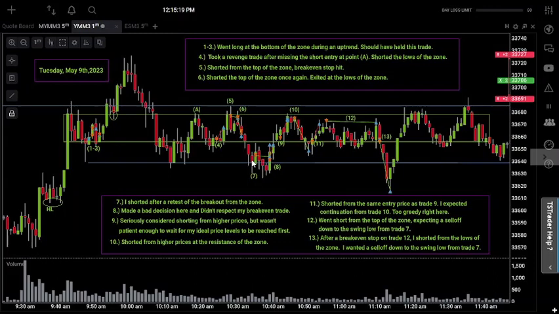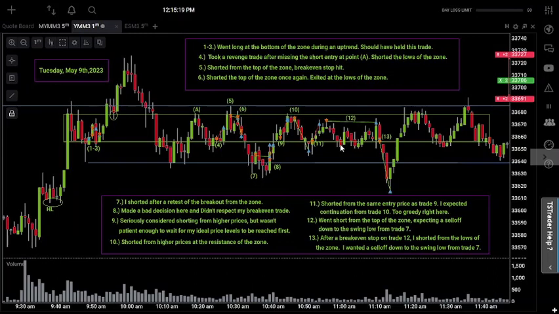On trade 7, I had an opportunity to take prices back down to the lows, get out right there and take profit. But I didn't do that. I let my prices come back up and stop me out at break even. On trade 12, I had an opportunity after I shorted right here towards the top of the zone. I had an opportunity to get out at the bottom of the zone.